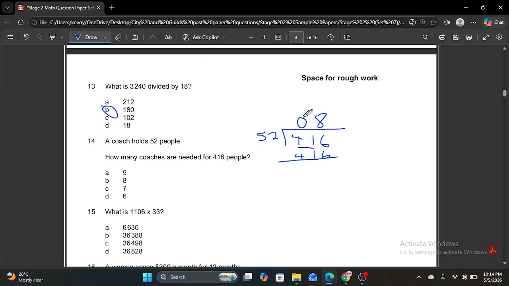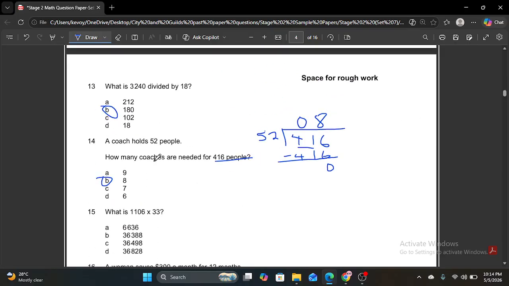After you multiply right there, we always subtract. So remember, multiply 8 times 52, 416. After you multiply, you subtract, you'll just be left with 0. So how many coaches are needed for 116 people? That's just 8. Alright, so moving right along.